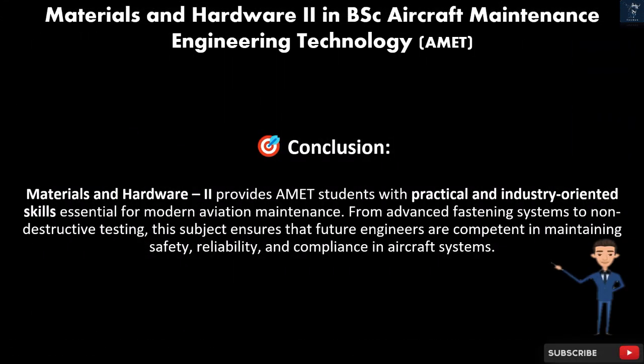Conclusion. Materials and Hardware 2 provides AMET students with practical and industry-oriented skills essential for modern aviation maintenance. From advanced fastening systems to non-destructive testing, this subject ensures that future engineers are competent in maintaining safety, reliability, and compliance in aircraft systems.